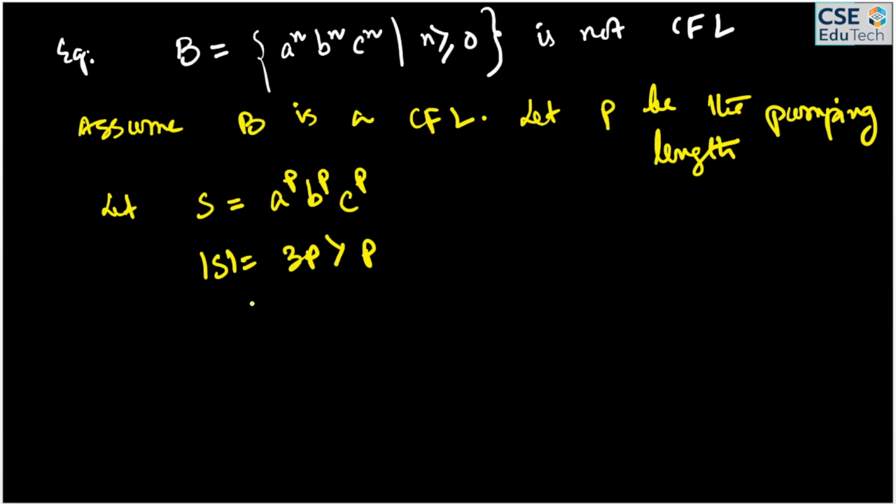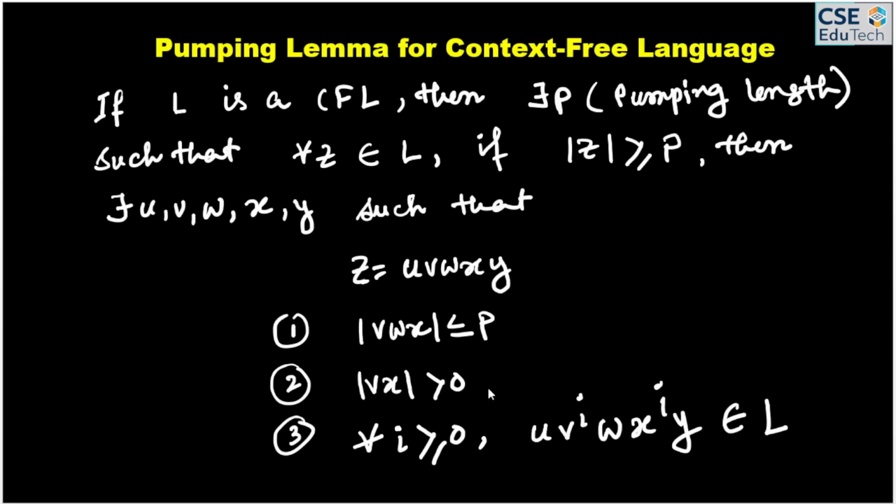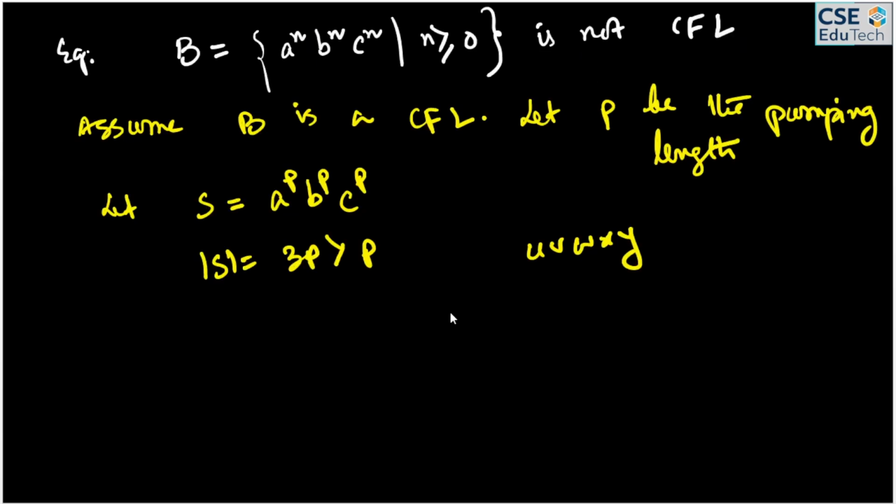In other words, we show that no matter how we divide this S into U, V, W, X, Y, one of the three conditions of the lemma is violated. Then that means there is a contradiction, and hence we can prove that it is not a context-free language. Now there will be two cases.